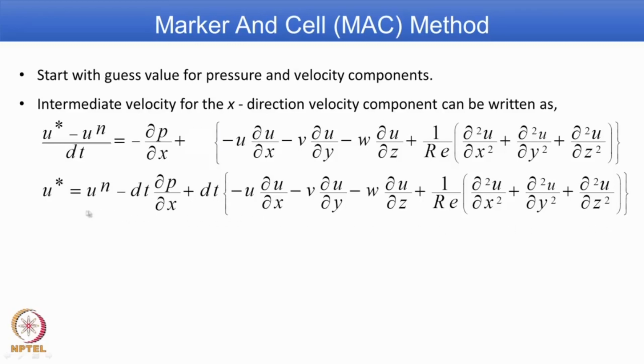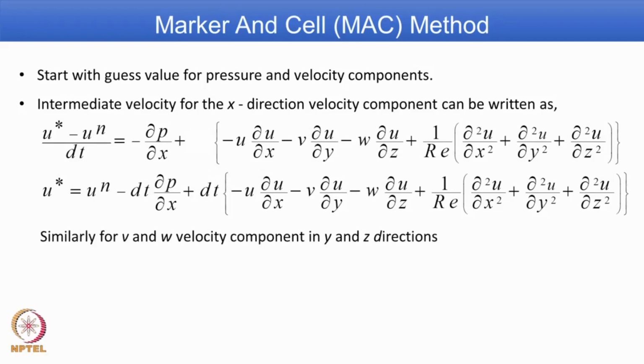So, if you solve, you get u star, and this is at one node location, and for 1D it will run from left to right, for 2D it will run the entire map. You can write a similar expression for v as well as w velocity component, but for y as well as z direction.